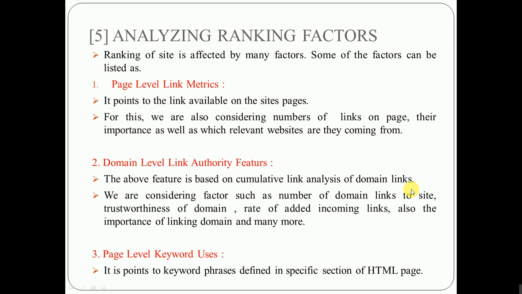Next, domain level link authority features. The above features are based on cumulative link analysis of domain links. What is a domain? It is the name given to a website, like .com, .gov, .in. These are the domain level link authority. Suppose your domain name is good, or your domain name may be a keyword, then it generates a higher ranking.